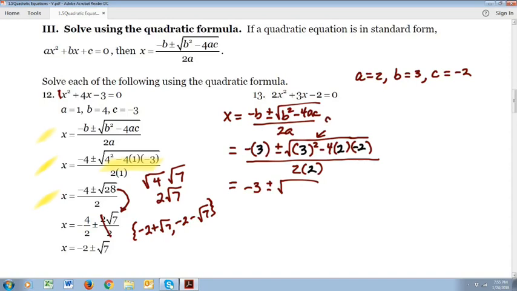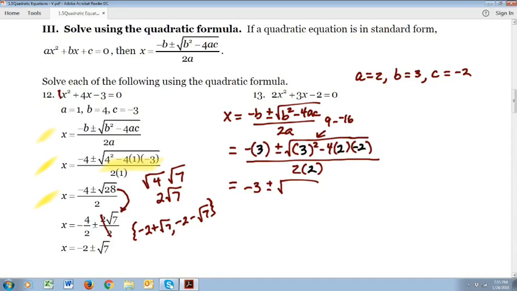So 3 squared is 9 minus, remember we'll subtract last using the order of operations. We've got 4 times 2, which is 8, times negative 2, which is negative 16. So we're subtracting negative 16. You really got to be careful with your signs here.